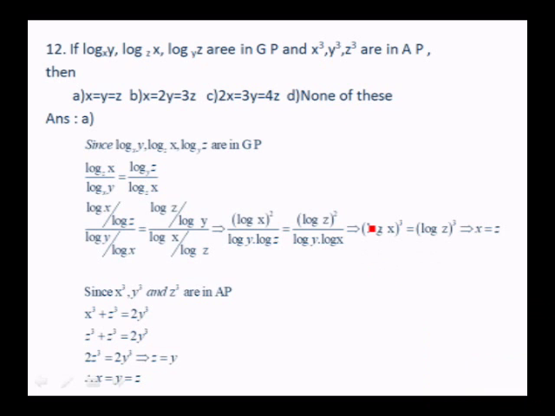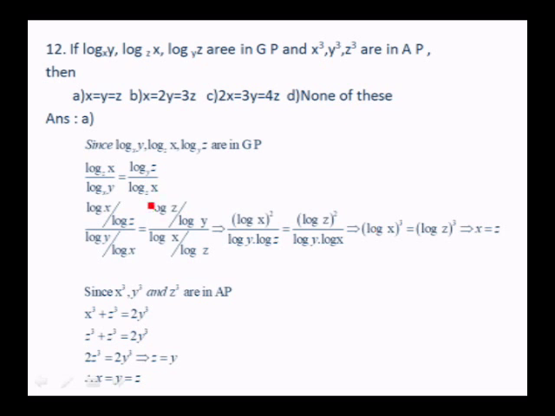Log y to the base x, log x to the base z, log z to the base y are in GP, x cube, y cube, z cube are in AP, then the four options you are having: x equals y equals z, x equals 2y is equal to 3z, 2x equals 3y is equal to 4z, and none of these. So since log y to the base x, log x to the base z, log z to the base y are in GP, you find that log x to the base z over log y to the base x is equal to log z to the base y over log x to the base z.